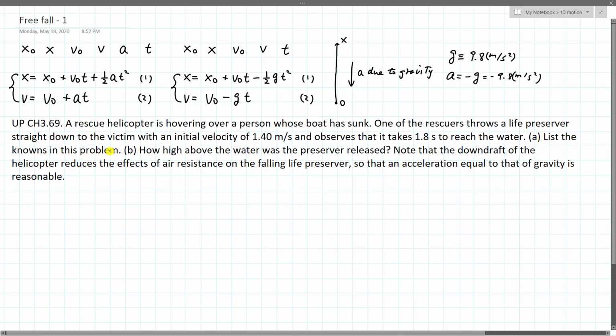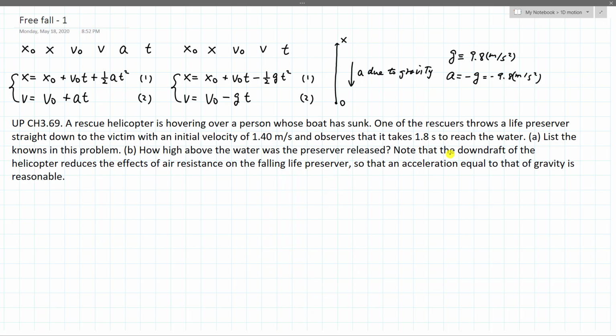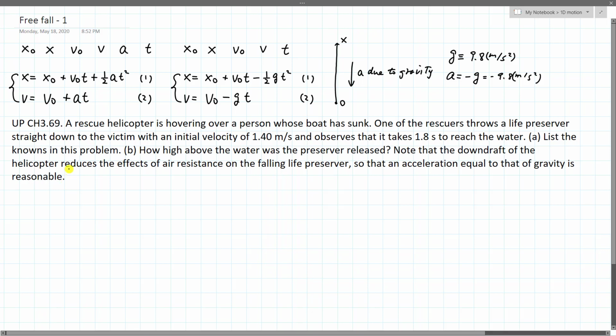Okay, we like that. We also list unknowns. Part B, how high above the water was the preserver released? Note that the downdraft of the helicopter reduces the effects of air resistance on the floating life preserver, so that an acceleration equal to that of gravity is reasonable. I like this because otherwise, if you're throwing something down, maybe a feather, not a life preserver, it wouldn't really fall entirely under gravity. It would be affected a lot by air resistance. So I like the fact that the authors wrote this into the question to make it reasonable that only assuming gravity is going to work.